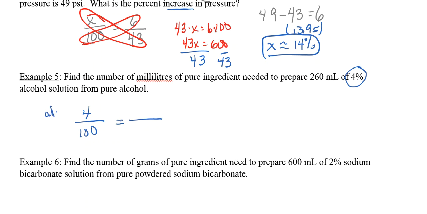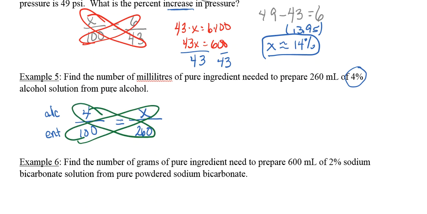So this is the percent of alcohol, and this just means it's the entire container. The entire container contains 260 milliliters, and they want to know how much of this pure alcohol I have to put into it. So now that I have my proportion, I'm going to cross multiply. So 4 times 260 is 100 times x. 4 times 260 is 1,040. I'll go ahead and divide by my 100.